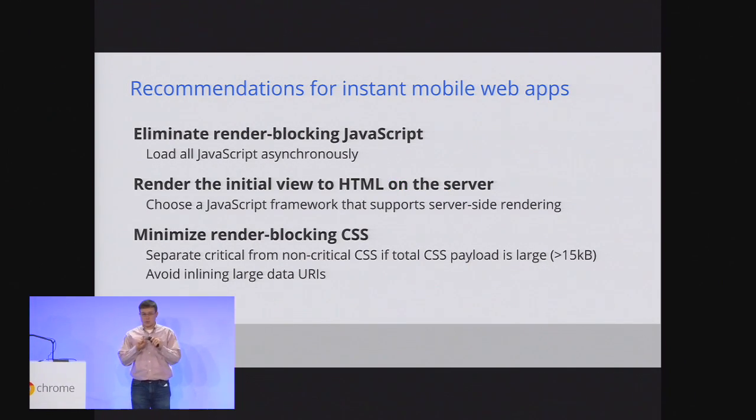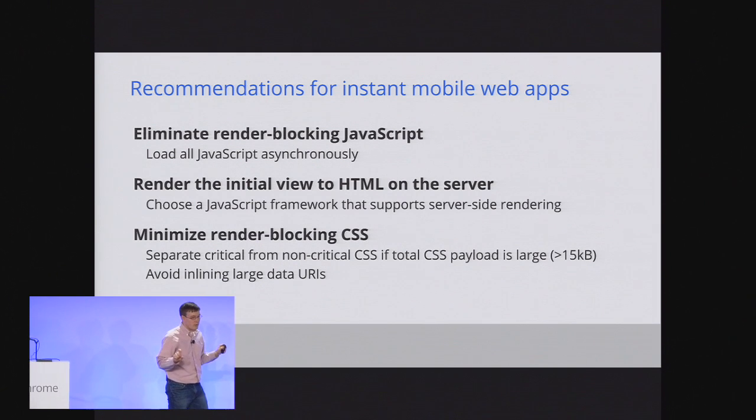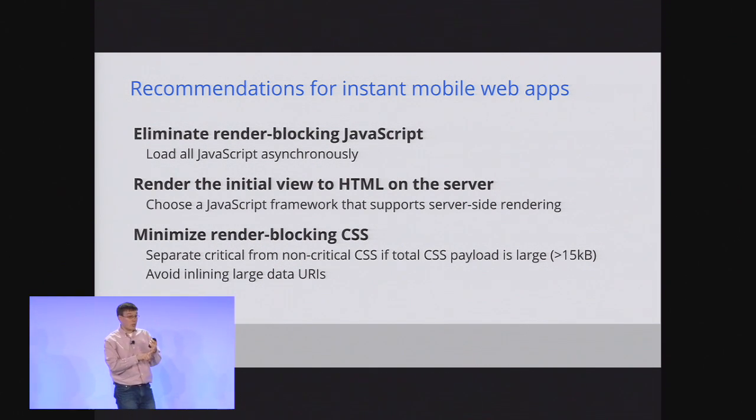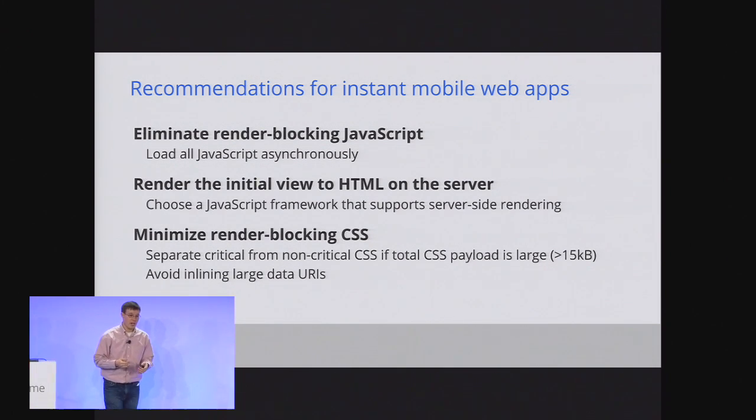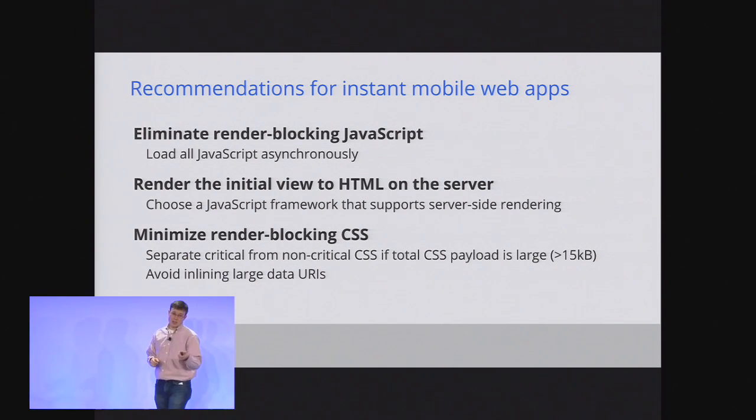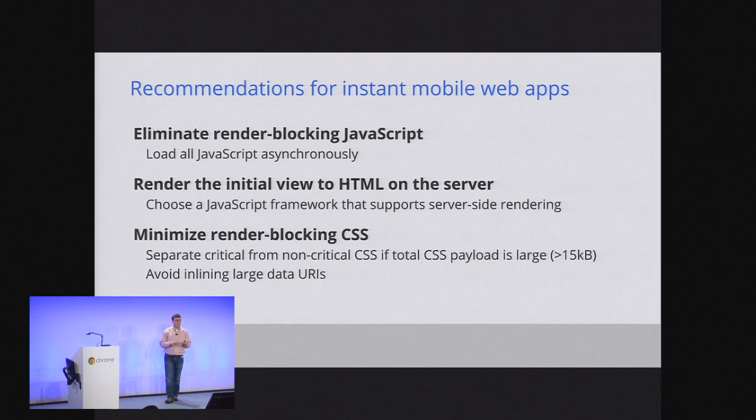So just to summarize at a really high level, the things that we found are really important. Eliminate render blocking JavaScript, right? Load JavaScript asynchronously, get it out of the critical rendering path. Design your apps with that in mind. Don't depend on JavaScript having to load synchronously in order to render your page. And along those lines, render the initial view to HTML on the server. Don't use JavaScript client side to render the initial view. It's an inherently slow process. We saw Twitter had performance problems with this, and Airbnb. My team had the same issues.